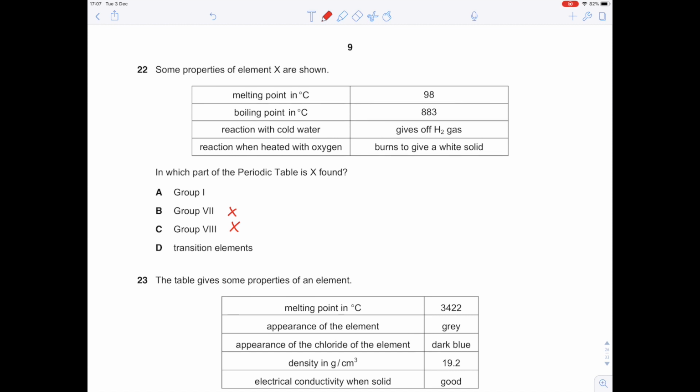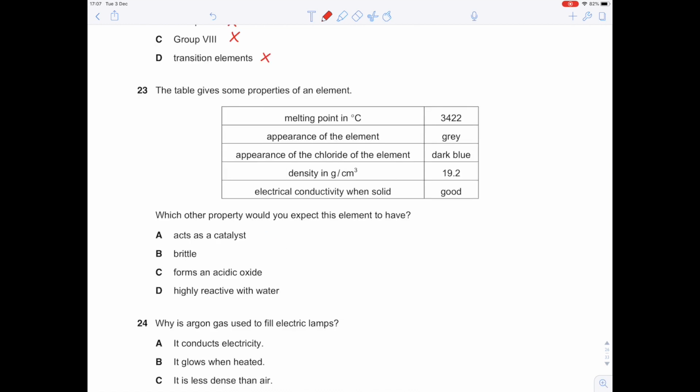Now, transition metals have much higher boiling points and melting points than the ones given here, which are relatively low. So that means it must be a group 1 element, an alkali metal, because remember they have quite low melting points for metals. The table gives some properties of an element. Which other property would you expect this element to have? So it has a high melting point, it's grey at room temperature, has a dark blue chloride, it has good electrical conductivity when solid. So I'm thinking that this is a transition metal, which remember they have coloured compounds and they can act as catalysts.